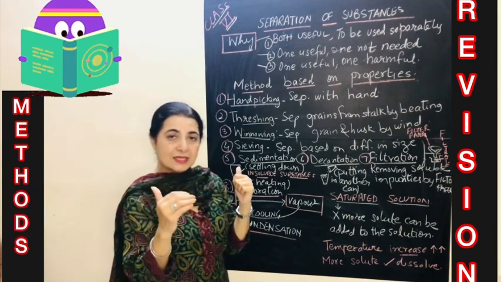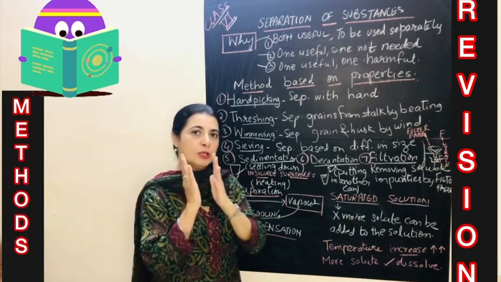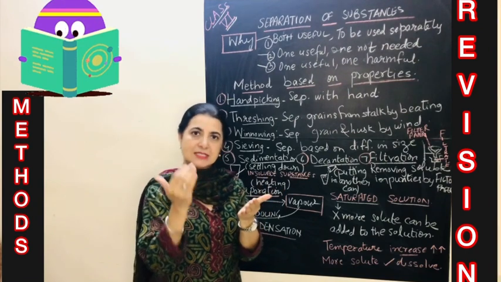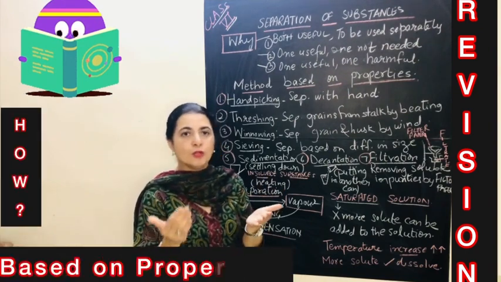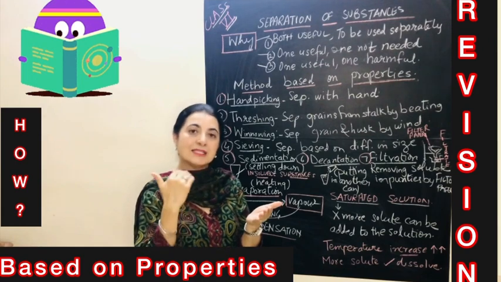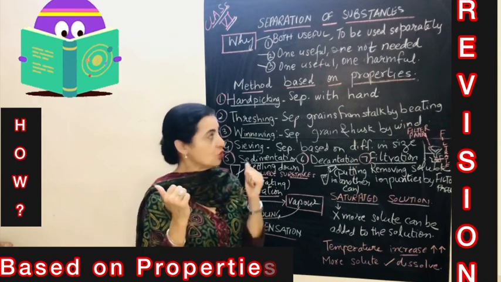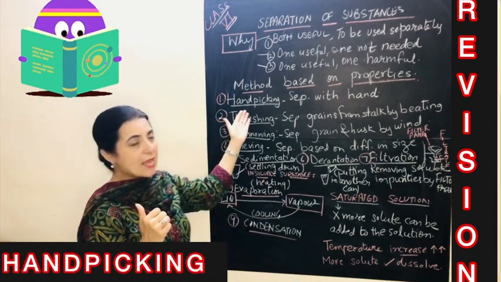Now, जो method हम use करते हैं that is based upon the properties of those substances which are there in the mixture. For example, some substances they dissolve in the water, others do not. तो अगर हमने उनको separate करना है तो हम ऐसा method use करेंगे जिससे कि we can separate them from that particular mixture. So coming to the first method is the hand picking.